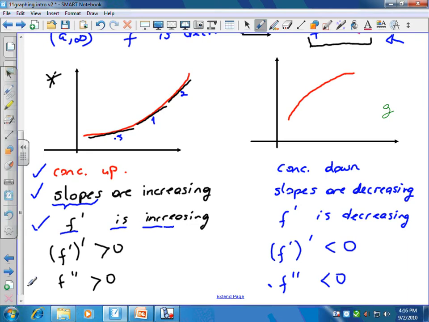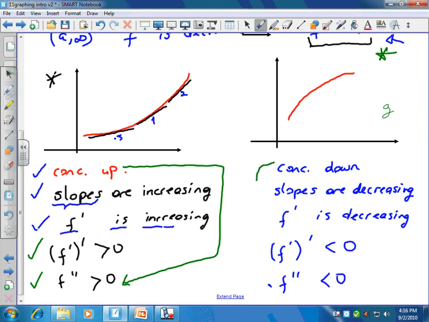So if a quantity is increasing, then its derivative, so f prime prime, should be greater than 0, based on what we learned up there. So f prime prime happens to be f double prime. So here's the conclusion. If a graph is concave up, we expect the second derivative to be positive.